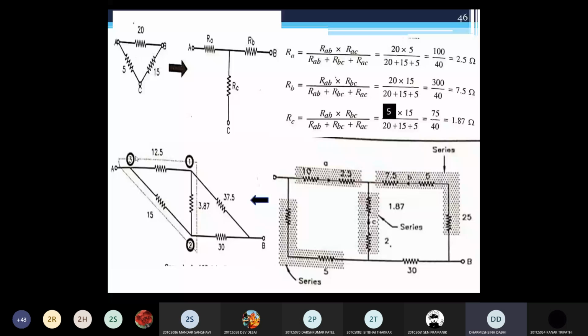First, convert this delta into star. Do you understand this? Yes, sir. Okay. So this 12.5, 3.87, and 15, this delta convert into star and give the answer the same way, RA, RB, and RC. Use the same equation, this one.